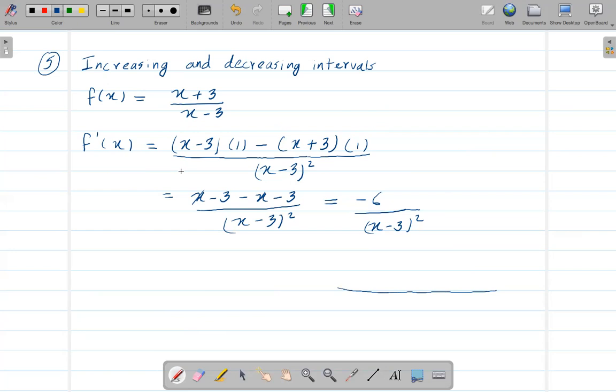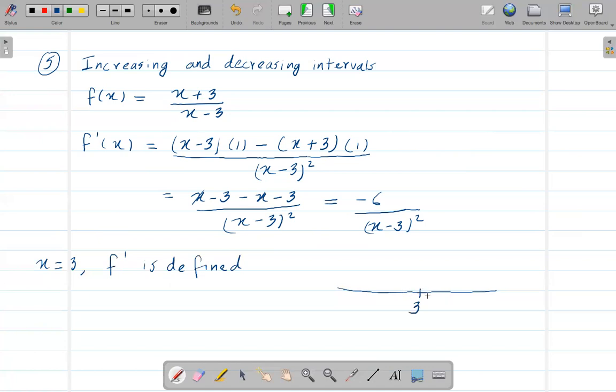So it looks like when we say x is 3, f prime is undefined, right? If x is 3, then it will be negative 6 over, well, 3 minus 3 will be 0. A number divided by 0 is undefined. That's why f prime is undefined, okay?